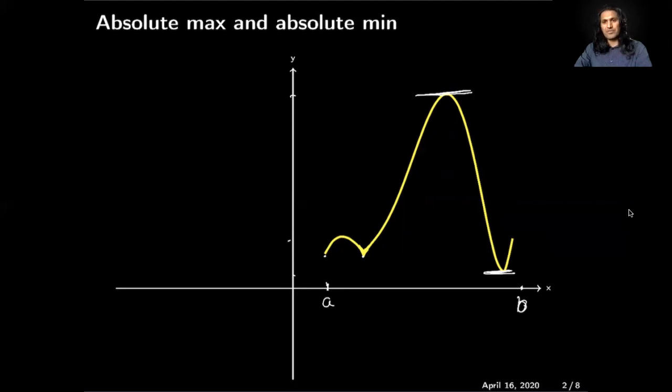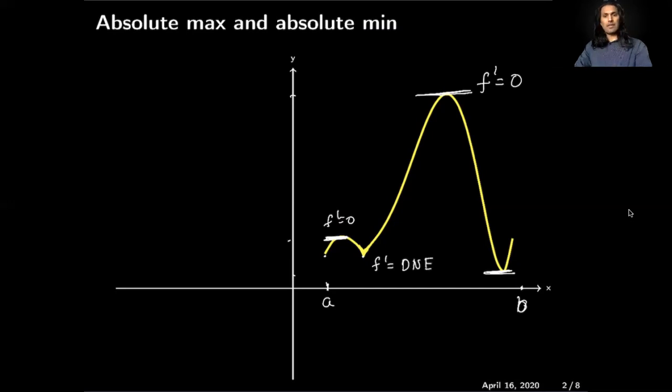So to find the absolute max and absolute min, what we first need to locate is where the derivative of the function is 0. As you can see, at the absolute max, the derivative of the function is 0 because the tangent line is horizontal. And these are the points also where the derivative of the function is 0. And here is where the derivative of the function is not defined.